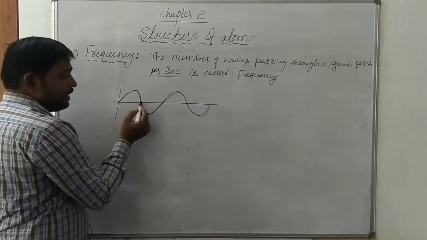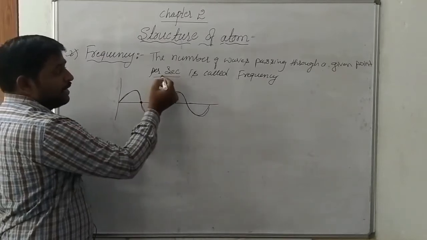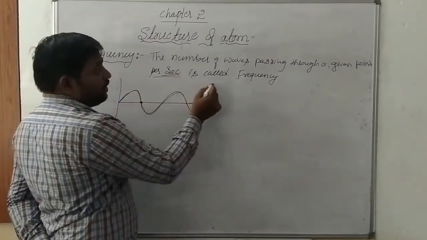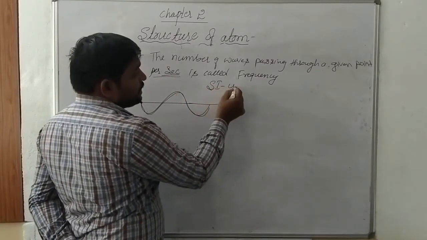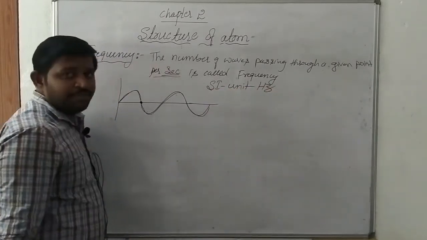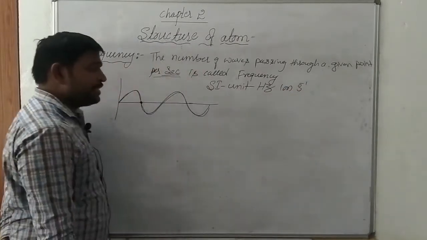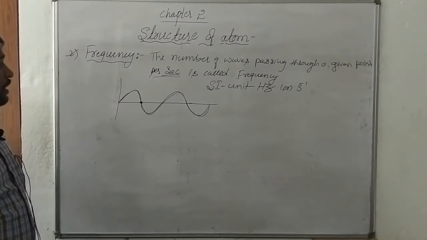This is a given point. So how many waves are passing this point per second? That is called frequency. What is the SI unit for frequency? The SI unit for frequency is hertz, or per second. Per second is the SI unit for frequency.